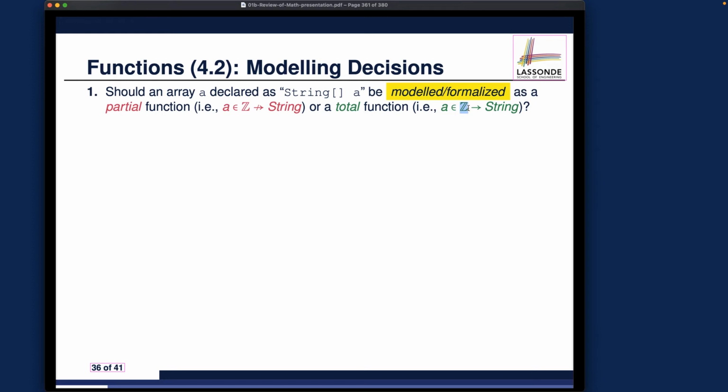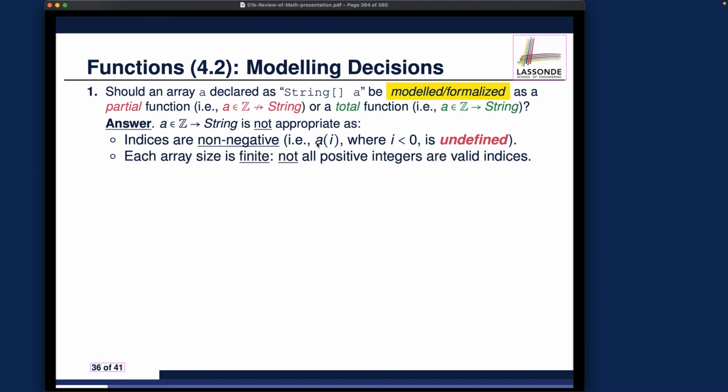But realistically, all the array indices are only in a particular range, from 0 until a.length minus 1. So that's why it cannot be a total function. It's simply not possible, right? So it should be a partial function over here. All right, and I explained it over here exactly. You can read it through.